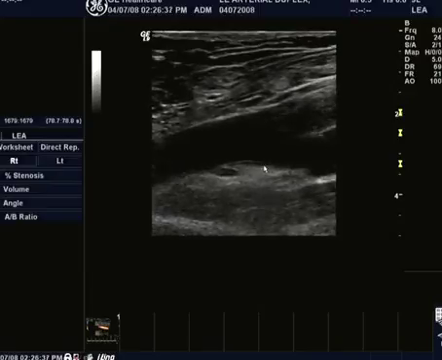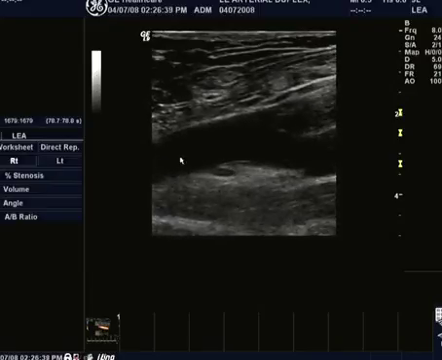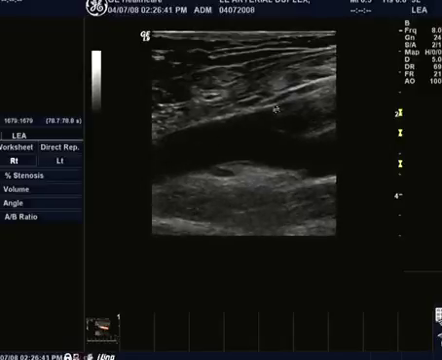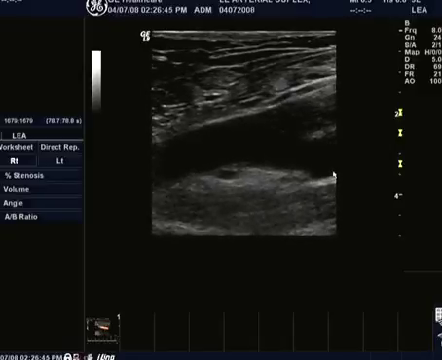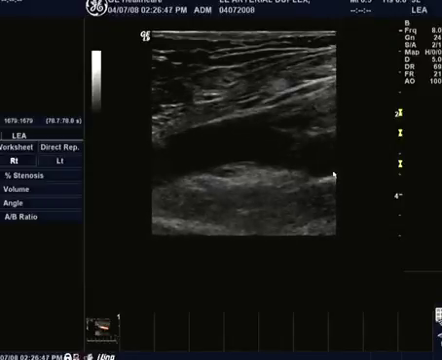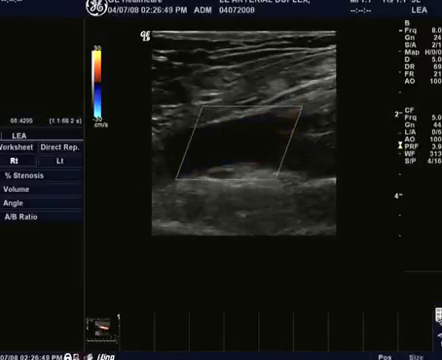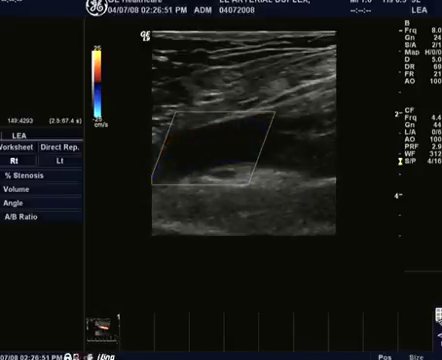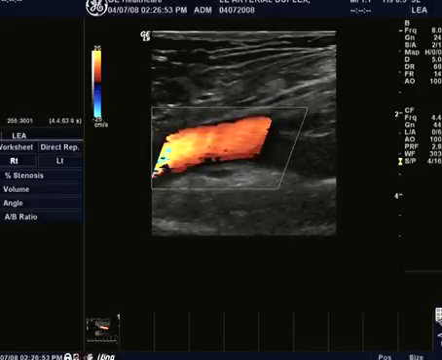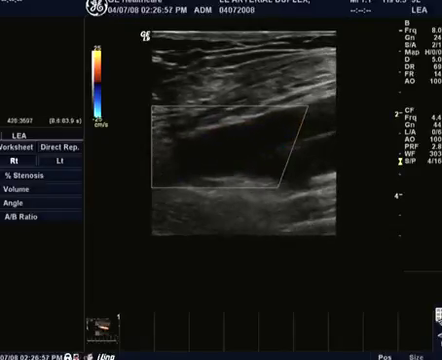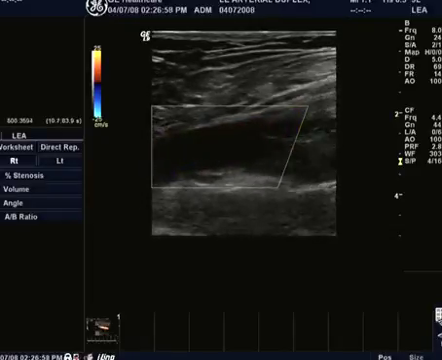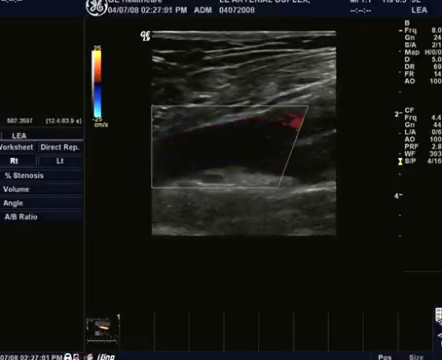And we are right at the bifurcation here. This is the common femoral artery up here. This is the superficial femoral on top, and this is the profunda femoris on the bottom. And let's throw some color in so we can see exactly what we're looking at. I'm going to make the scan area just a little bit bigger for purposes of this demonstration so we can see a little bit. Now, things to note.